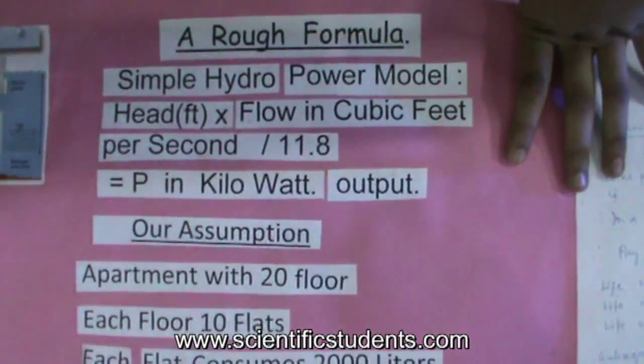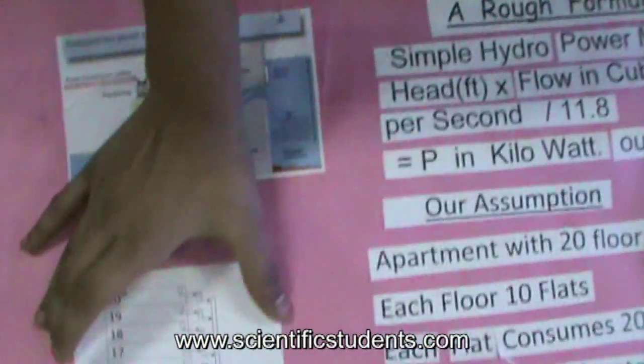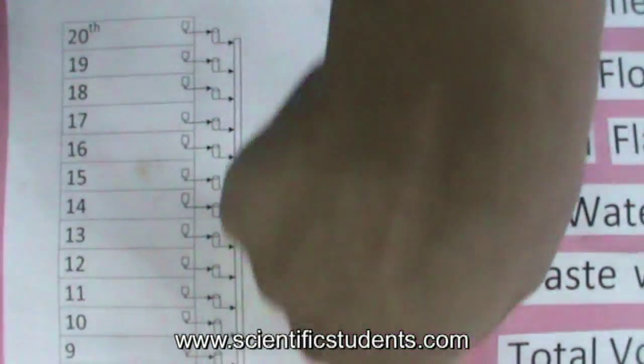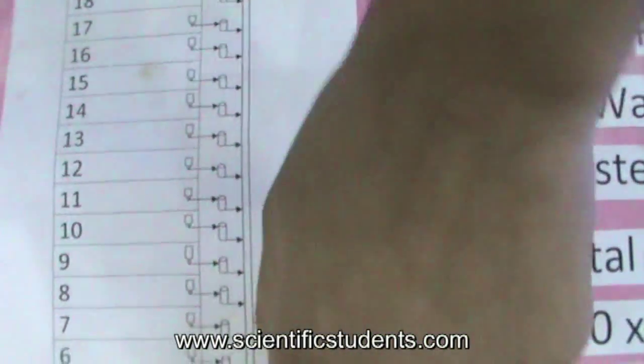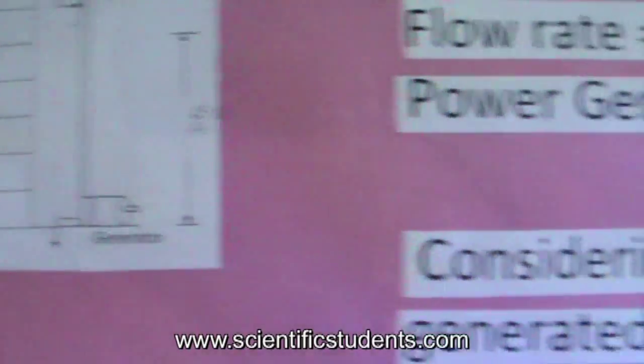Now, as she has explained about this, the same thing we're implementing on the apartment. Here we are leaving these 5 floors for the head, and this much we are using for the collection of the water and for rotating the turbine. Now I'll show you the calculation.